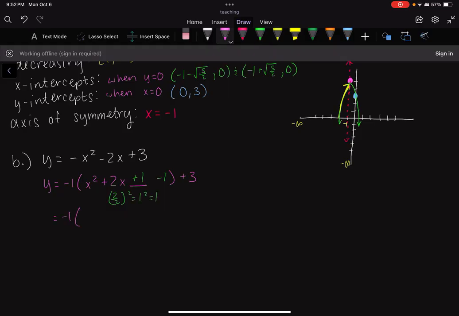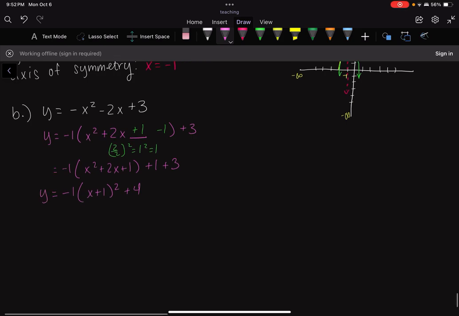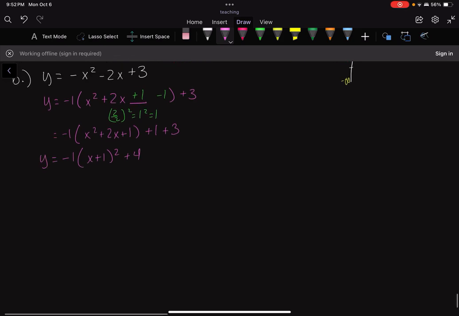Keep going. I get x² plus 2x plus 1. This would be a +1 plus 3 to take it out of those parentheses. I get -1(x plus 1)² plus 4. So there's my graph that I want to work with for this one. And I'm going to find everything that I did on the last one.